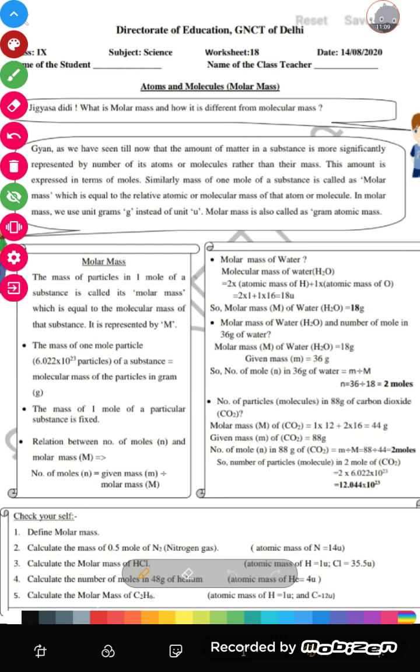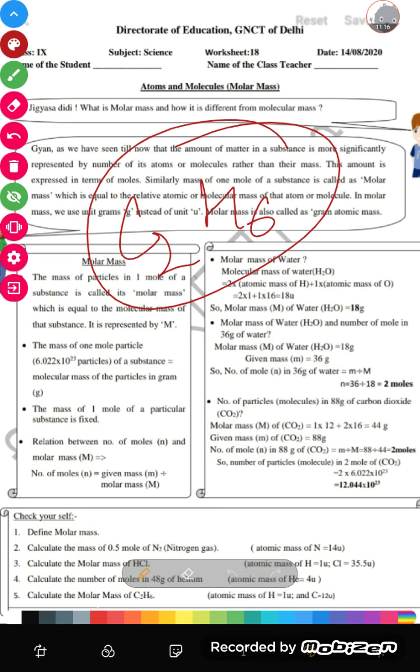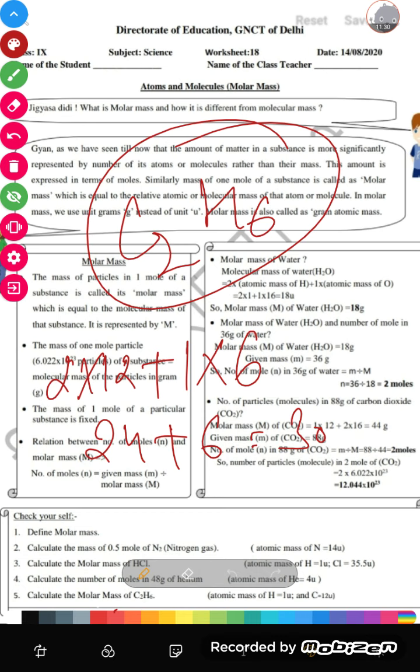Next question: find out the molar mass of C2H6. Let's calculate the molar mass of this. 2 into 12 plus 1 into 6, we have 24 plus 6, that is 30, and it is molar mass, so gram per mole. So this is all about your worksheet 18.